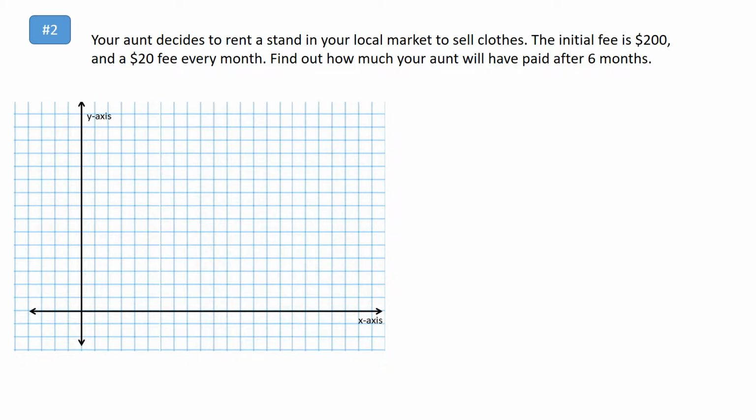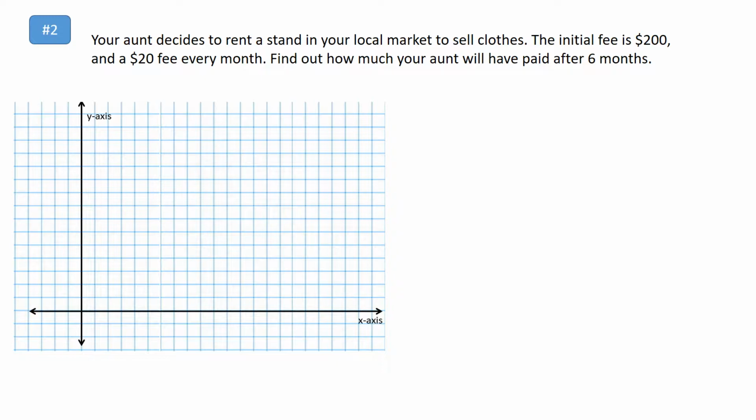In this video, we're going to walk through problem number 2 of the worksheet that deals with using equations and graphs to solve word problems. So let's do number 2. Your aunt decides to rent a stand in your local market to sell clothes. The initial fee is $200 and a $20 fee every month. Find out how much your aunt will have paid after 6 months.